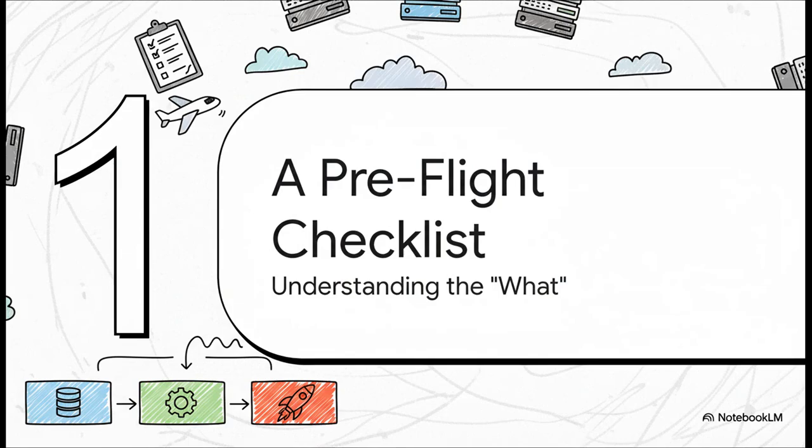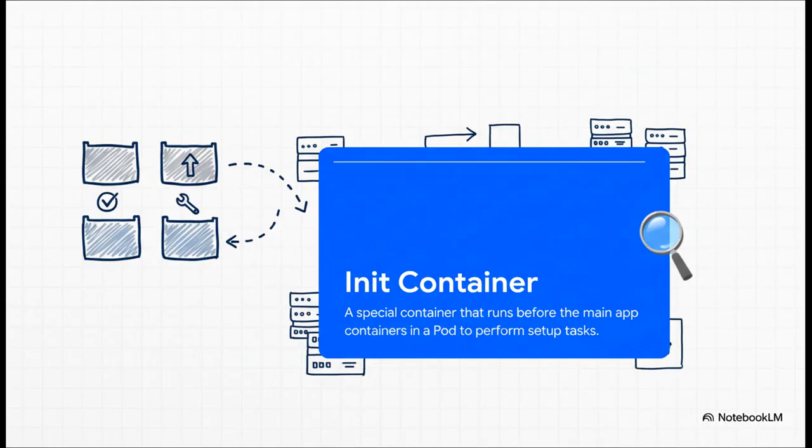Okay, first things first. Let's nail down what we're actually talking about. What is this pre-flight checklist for an application? At its heart, an init container is pretty much what it sounds like. It's a special, separate container whose entire reason for being is to run and finish some kind of setup task before your main app container ever gets a chance to start. Think of it like the roadies setting up the stage before the band comes out.